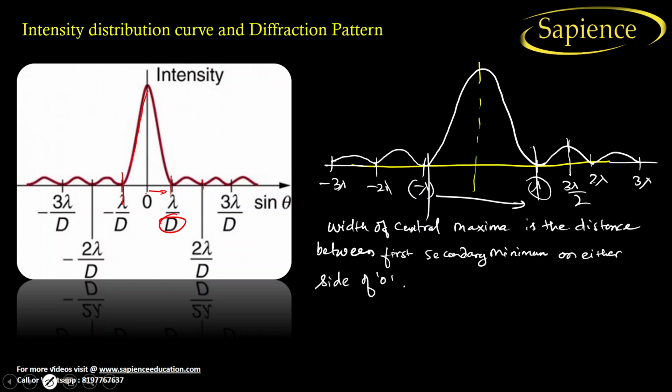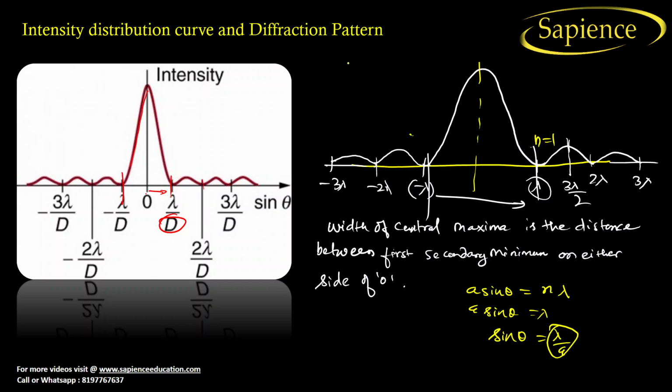Now how will you find this? We know that a sin theta is equal to n lambda. So for the first minimum, n is equal to 1, and here also n is equal to 1. So for n is equal to 1, we have a dark fringe or minima point, so a sin theta is equal to lambda. So from here sin theta will be equal to lambda by a, right? Sin theta is equal to lambda by a.